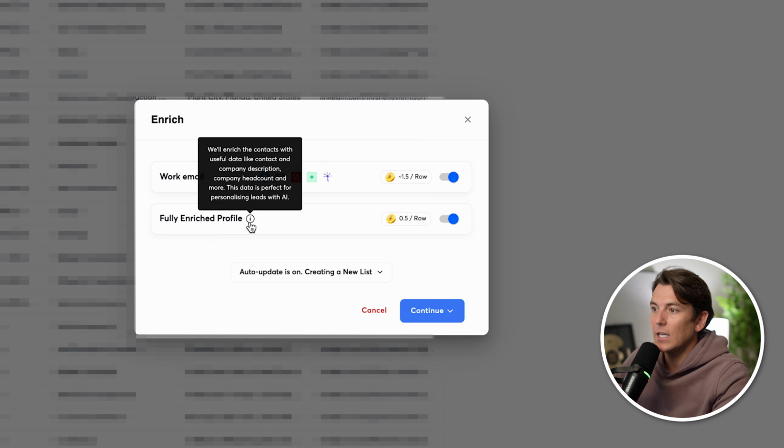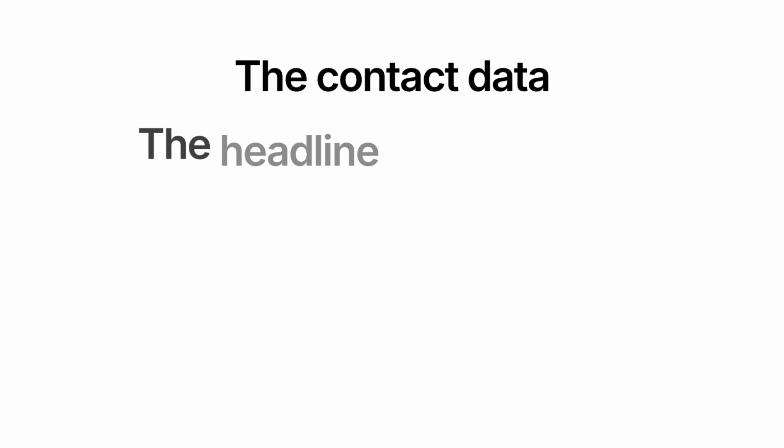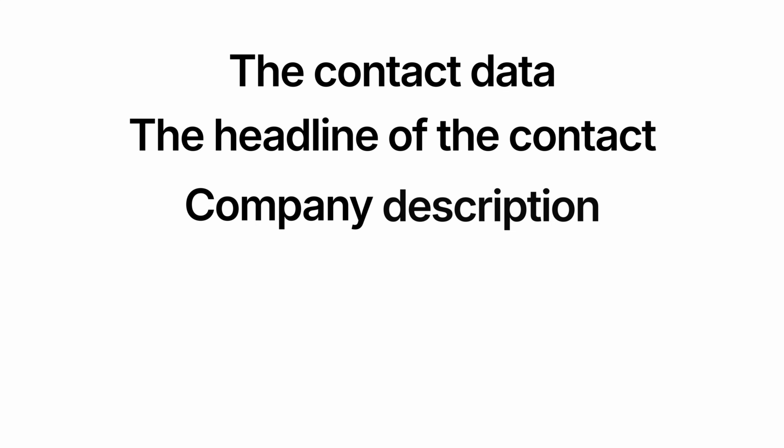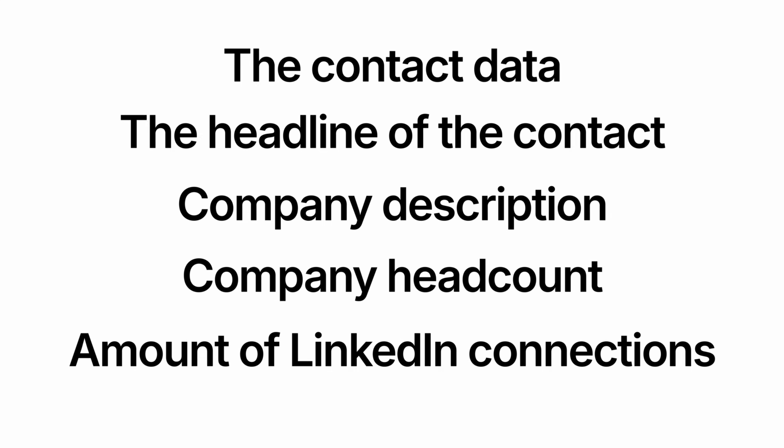The second thing that we can see here is fully enriched profile. What this is going to do is basically find personal information about the prospect. It's going to find stuff like the contact data, the headline of the contact, company description, company headcount, how many LinkedIn connections they have, and more. So this gives us data, ammunition that we can learn more about our prospects and leverage specific information from our prospects in order to write better emails and get to know who we're actually emailing.